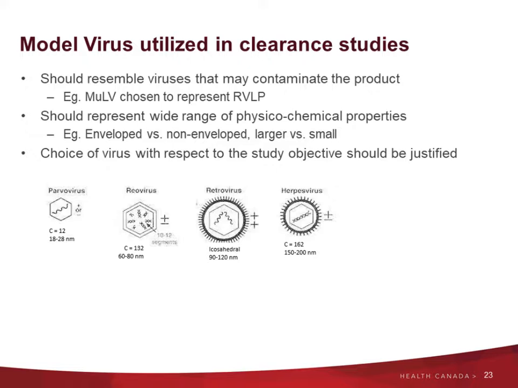So the use of model viruses in clearance studies: the viruses should resemble viruses that may contaminate the product according to Q5A. An example, of course, is murine leukemia virus, which is representative of retrovirus-like particles found in CHO cells. They should also represent a wide range of physical chemical properties, for example, various sizes. As shown here, we have parvovirus, which is very small, then we have reoviruses, which is an intermediate size virus, and we have two examples of enveloped viruses that are larger in size, the retrovirus and herpes virus here. So the choice of virus with respect to the study objective should be justified.